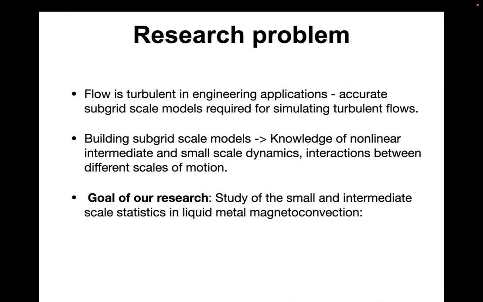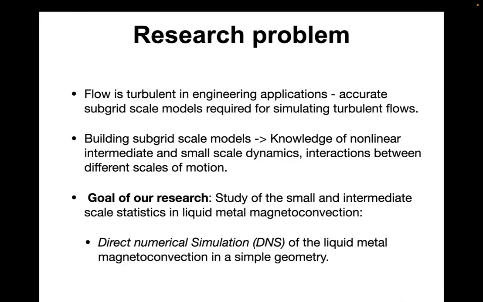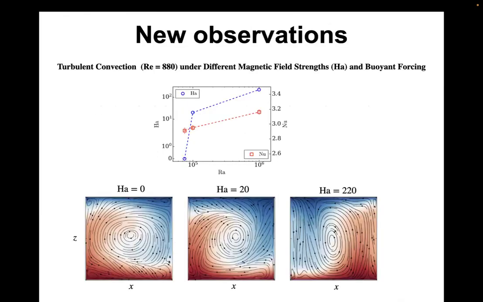Now, the dynamics in these scales do not depend on the geometry of the domain. Hence, our aim of this research is to study the turbulent liquid metal magnetoconvection using direct numerical simulations on a simple cubical geometry. We simulate turbulent liquid metal magnetoconvection in a rectangular box, which is heated from below and cooled from above with a vertically imposed magnetic field.